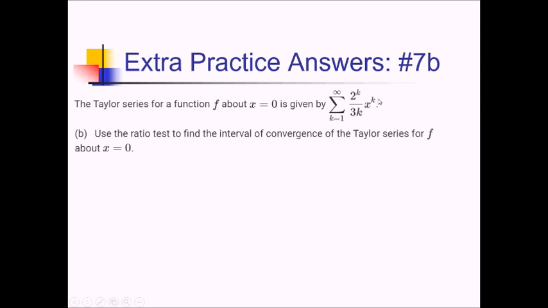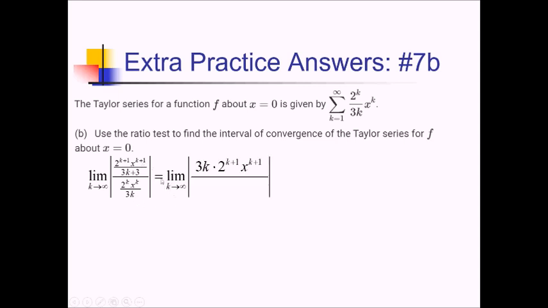So that would be, let's see here, 2 to the k plus 1 times x to the k plus 1 over 3 parentheses k plus 1, or 3k plus 3, whether or not you want to simplify early. And then, so that was the n plus 1th version. And now the nth term is just the original summand, 2 to the k times x to the k over 3k. Same change flip, we've got 2 to the k plus 1, x to the k plus 1 times 3k in the numerator. Denominator, we've got parentheses 3k plus 3 and 2 to the k times x to the k.